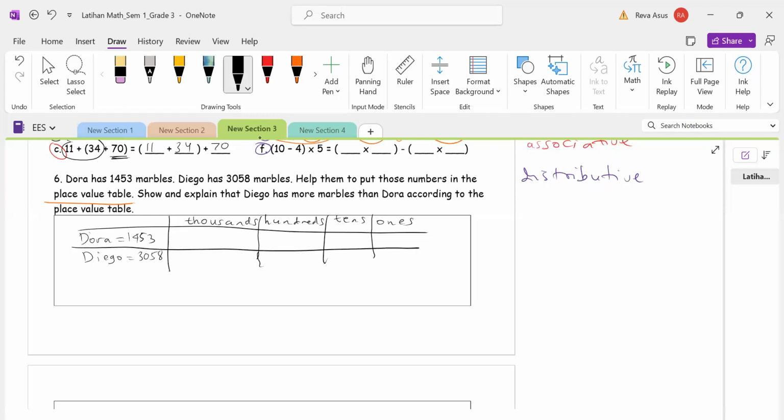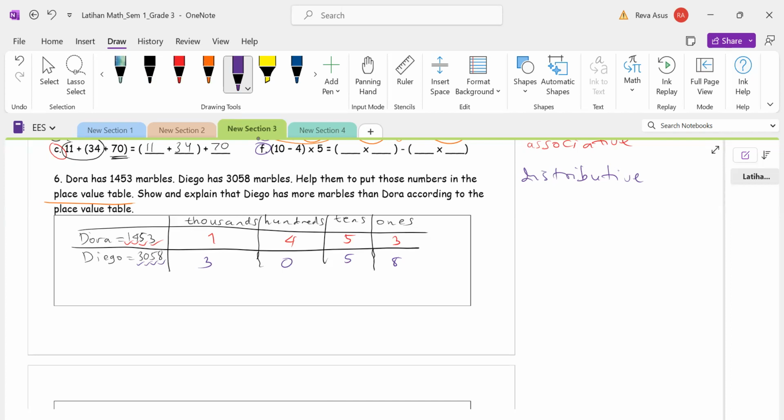We need to put it into the place value one by one. Dora has 1,453, so we can put 1 here at thousands, 4 at hundreds, 5 at tens, 3 at ones. And then next for Diego, we can put 3 at thousands, 0 at hundreds, 5 at tens, 8 at ones.